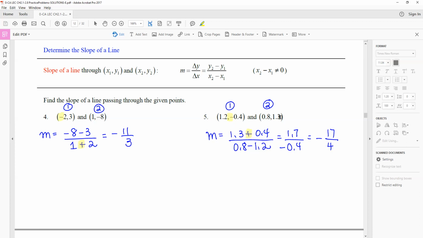Okay, in this case, the only difference is it's decimals. So we've got the 1.3 minus -0.4 over 0.8 minus 1.2. This gives us 1.7 over -0.4 equals -17/4.